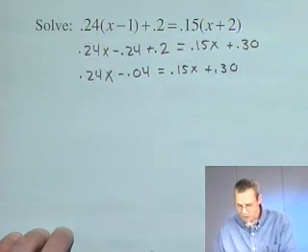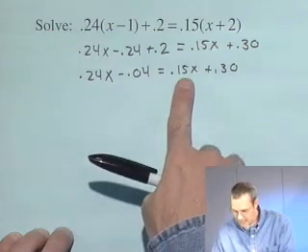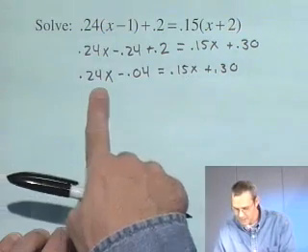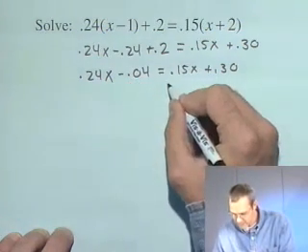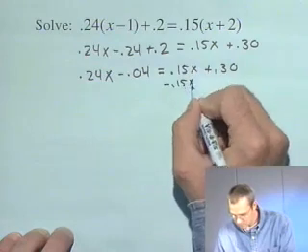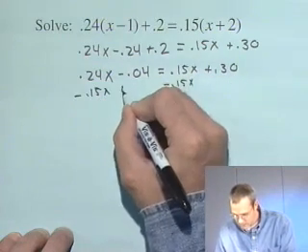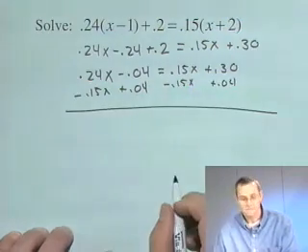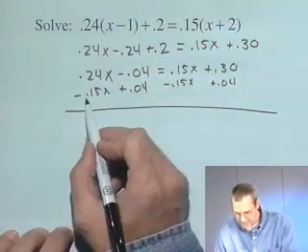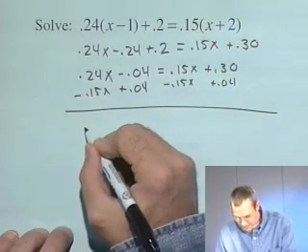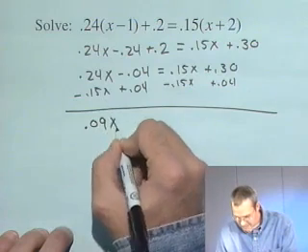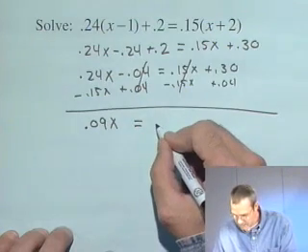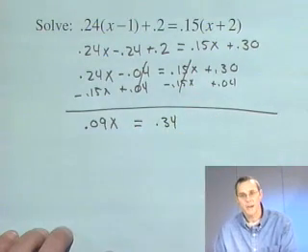Okay. Now, our goal is to solve for x. So I'm going to go ahead and subtract 0.15x from both sides to move the x's over here, and I'll add 0.04 to the right side. So we'll add 0.04 to both sides here. Okay. 0.24x minus 0.15x is a positive 0.09x. These cancel. These cancel. And we get 0.34 on the right.